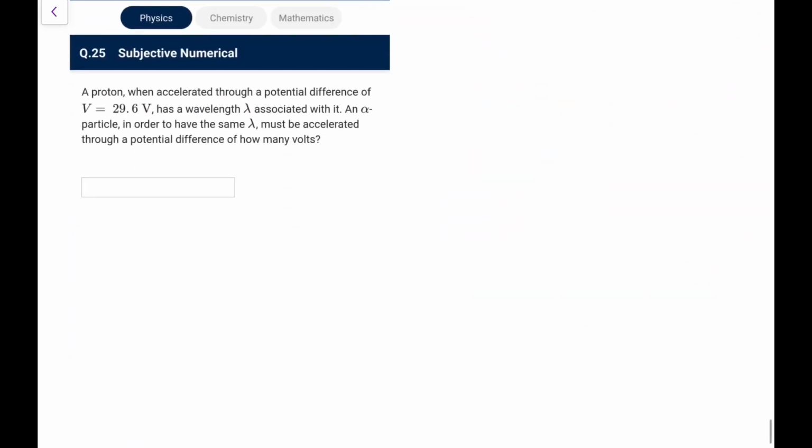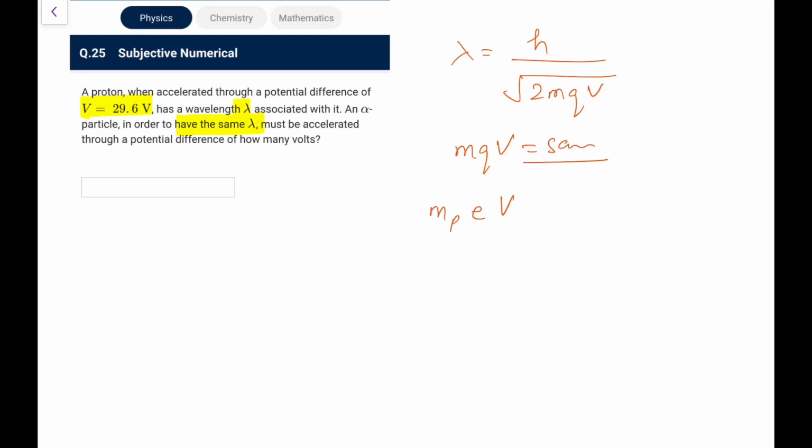Next one. Last one. A proton, when accelerated through a potential of this, has wavelength lambda. For an alpha particle to have the same lambda, what should be the potential? So lambda you know is h by p, h by mv, h by root 2 mqV. So for the same lambda, what you need is this mqV thing to be same. So for the proton, it was mp, q is e into V. That would be equal to, for alpha, mass is 4 mp, charge is 2e into V dash. So V dash would be V by 8.